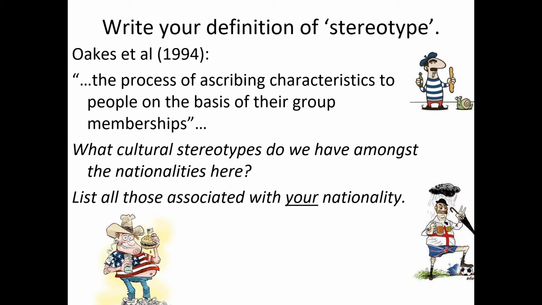Whatever nationality you are, pause the video here, write a list of all of the stereotypical characteristics that are associated with your nationality.